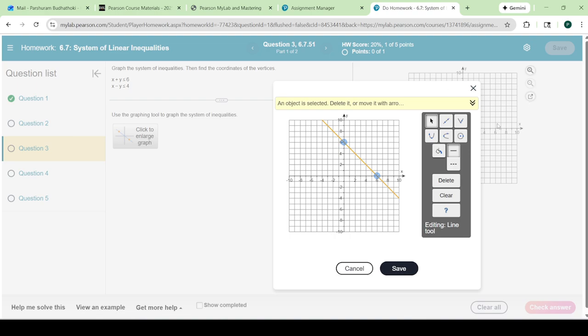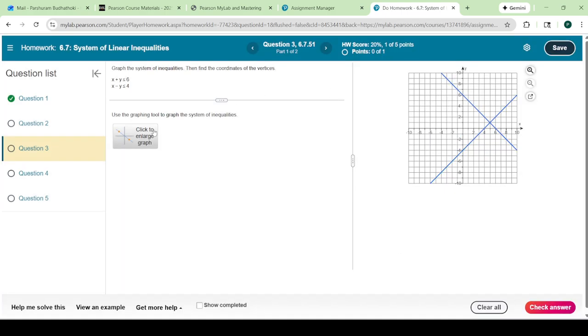So choose this one. If x is 0, y is negative 4. And if y is 0, x is positive 4. Okay, so now you also have to find out your feasible region. So this is the inequality.